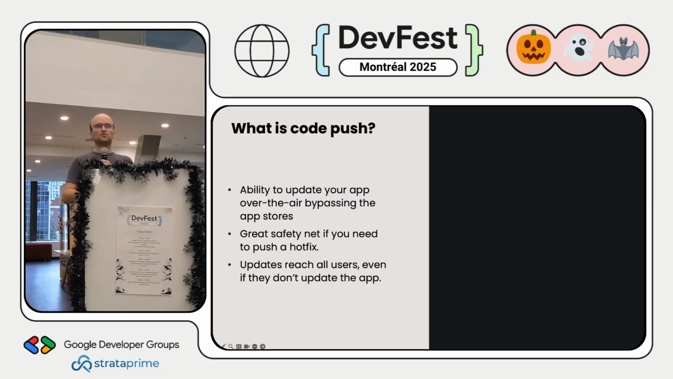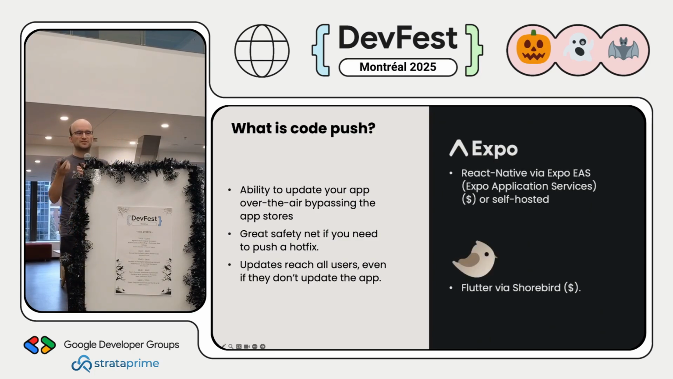And the updates will reach all your users almost instantly, even if they don't have auto updates on their phone. So again, you don't want to do that for every single update you're doing, but it's good to have this baked in your application as a safety net if you have an urgent change that you need to introduce.